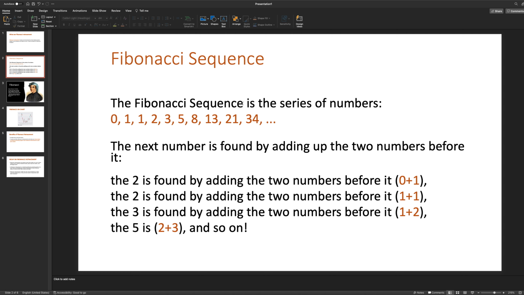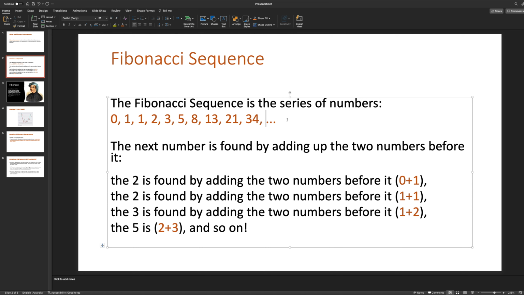A Fibonacci sequence is just a series of numbers like 1, 2, 3, 5, 8, 13, 21, and 34. And how do we determine these numbers? These numbers are basically determined by adding the two numbers before it. So for example, if you add 0 plus 1, the answer is 1. Then if you add 1 plus 1, the answer will be 2. If you add 1 plus 2, it will be 3. You add 2 plus 3, the answer will be 5, and so on and so on.